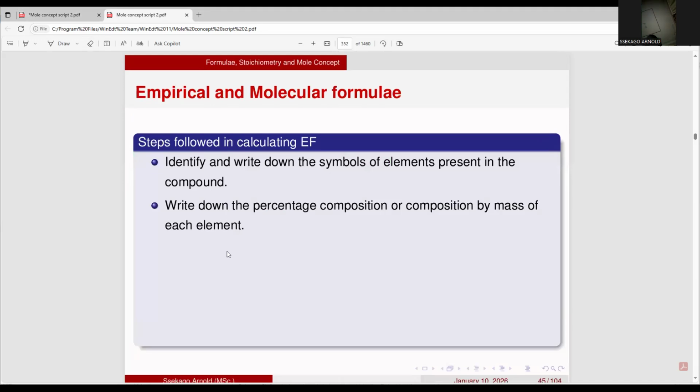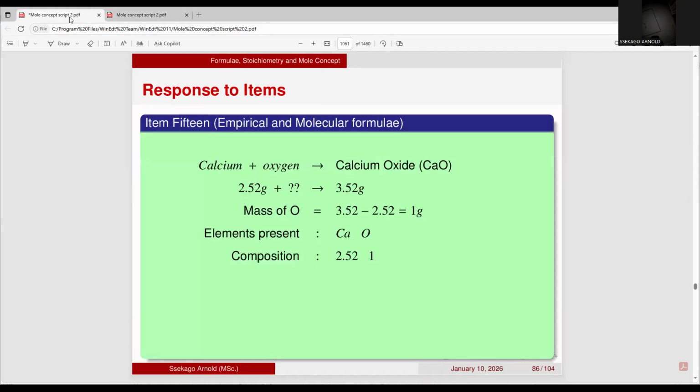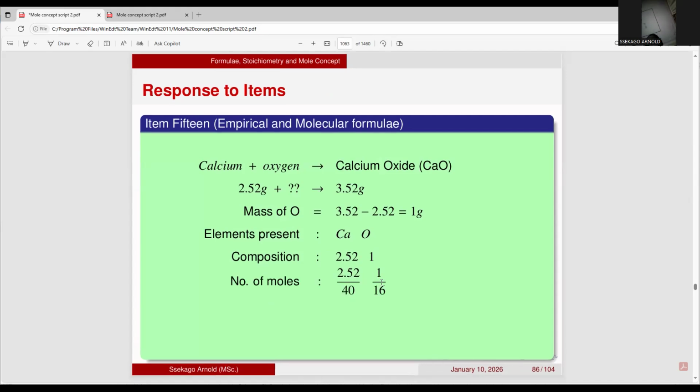Step 3 says work out the number of moles of each element by dividing the composition by the relative atomic mass of the element. The relative atomic mass of calcium has been given. Look at that item very well. For calcium, it is 40, so we are going to divide by 40. And for oxygen, it is 16, so we are going to divide by 16. Therefore, we shall have 2.52 over 40 and 1 over 16. Dividing 2.52 over 40, we obtain 0.063 as the moles. Then 1 over 16, we obtain 0.0625 as the moles. These are the number of moles.